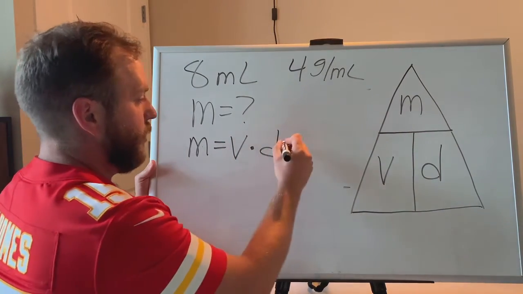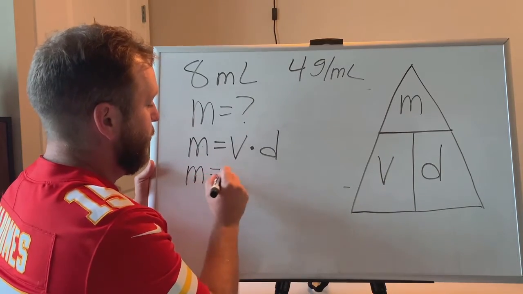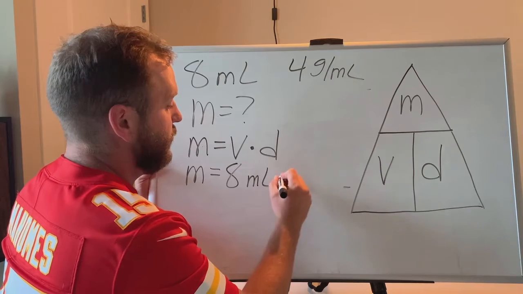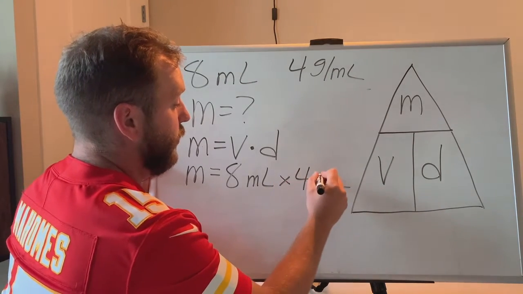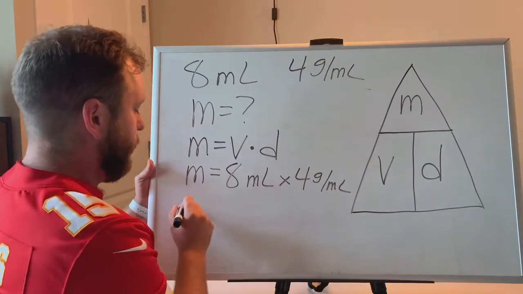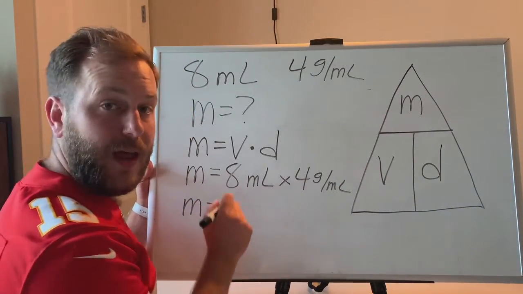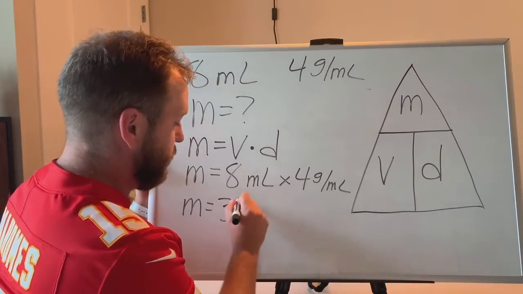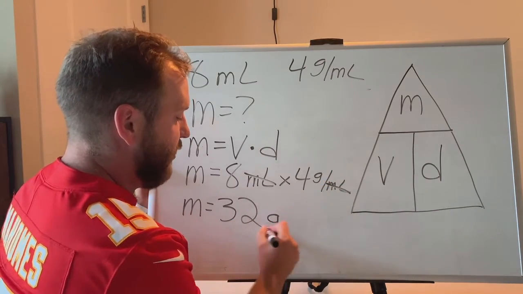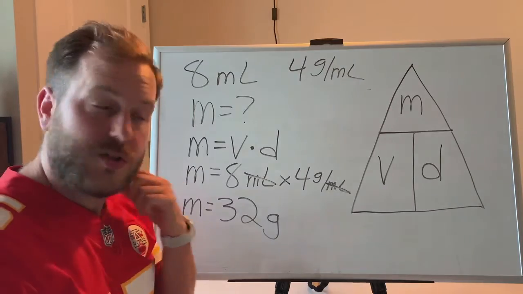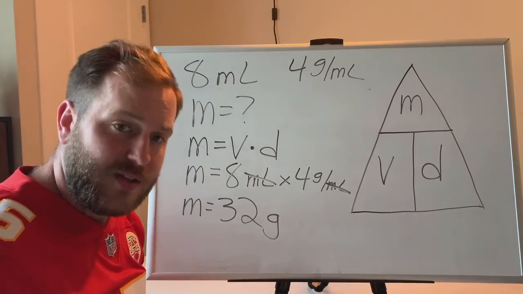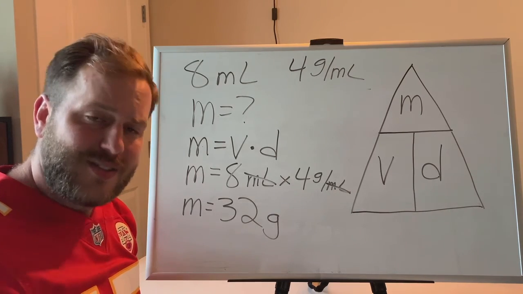All right, well, we can go ahead and plug in for that. Mass equals volume, 8 milliliters, times 4 grams per milliliter. We go ahead and do our math. 8 times 4 is 32. Milliliters cancels milliliters. Our unit left behind is grams, or you can just look at the density unit and say, I know that grams is a mass unit. And that's how you do density problems.